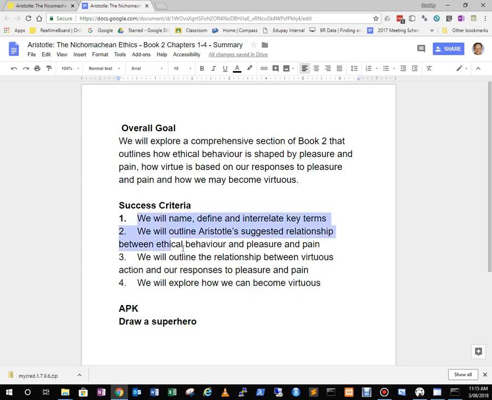So I want you to just go through all these, please. Score yourself 1 to 4 on each success criteria. And once you've done that, can you draw a picture of your favorite superhero? And while you're doing that, just have a think about what it is that makes your superhero super. What makes them the good guy?